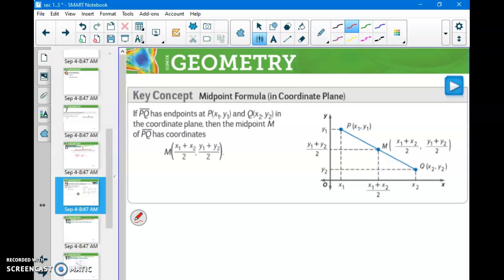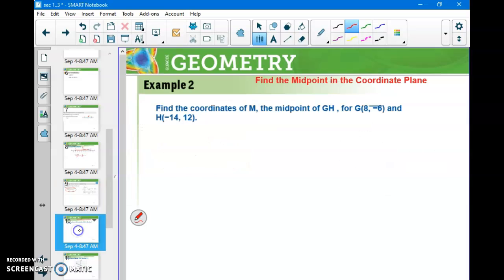Now if we're in a coordinate grid, so we have two directions, the x direction and the y direction, our formula is going to be do the same thing with the y values that you did with the x values. Just add the two x values together, divide by 2, add the two y values together, divide by 2. Let's try that with a couple points.